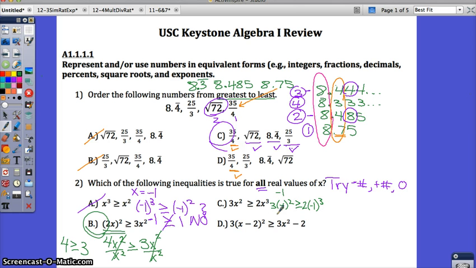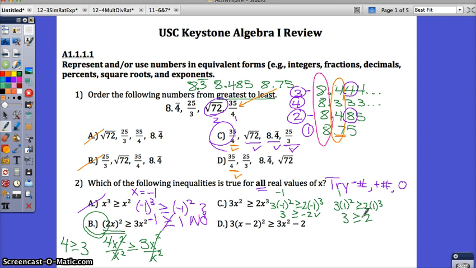Negative 1 squared is 1. 1 times 3 is 3. Is that greater than or equal to negative 1 cubed, which is negative 1, times 2 is negative 2? That works out. Okay, try a positive number now. Let's try x equals 1. 3 times 1 squared, is that greater than or equal to 2 times 1 cubed? Well, 1 squared is 1, 1 times 3 is 3. 1 cubed is 1, 1 times 2 is 2.